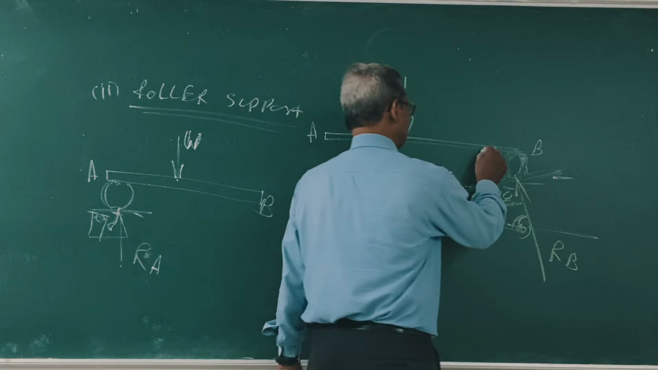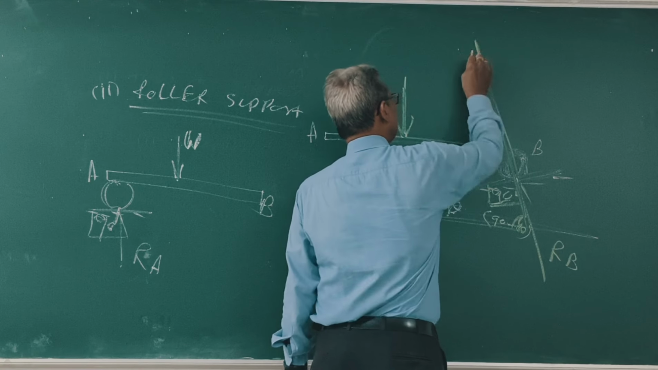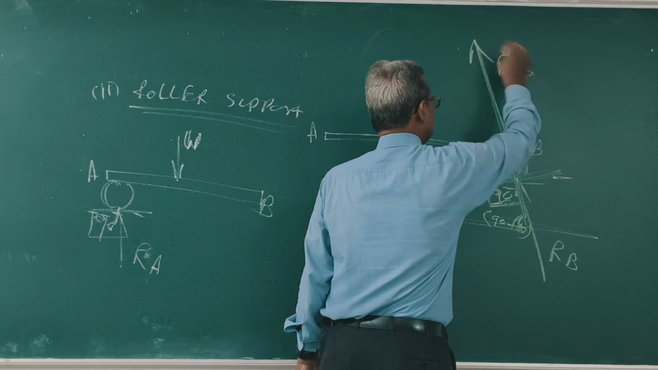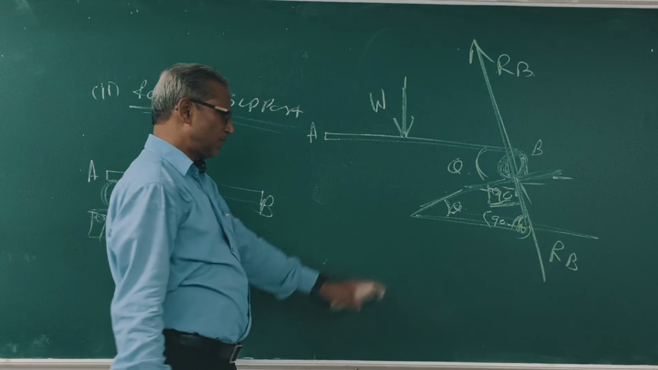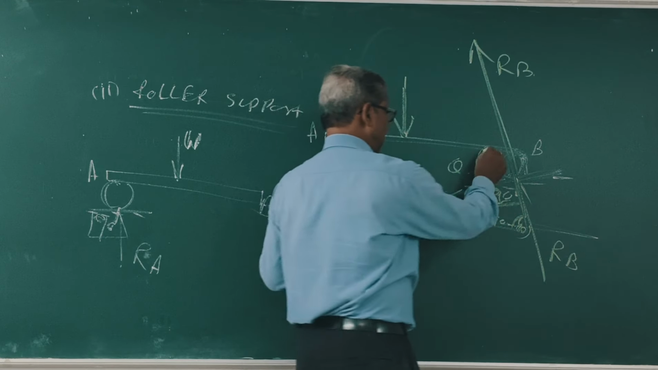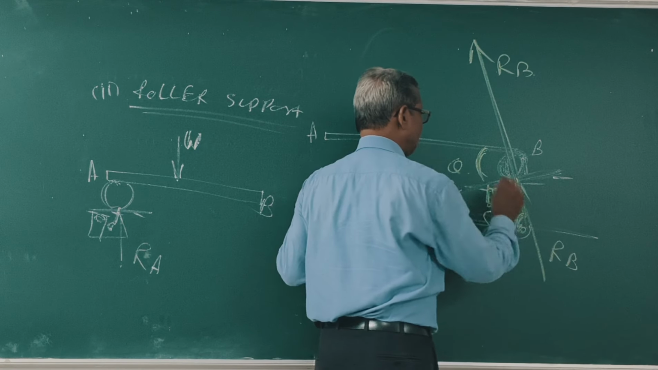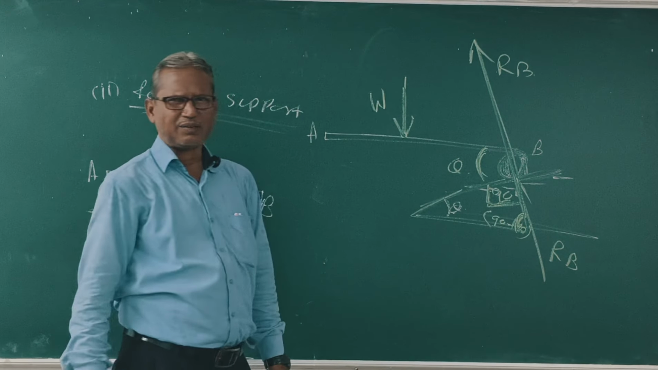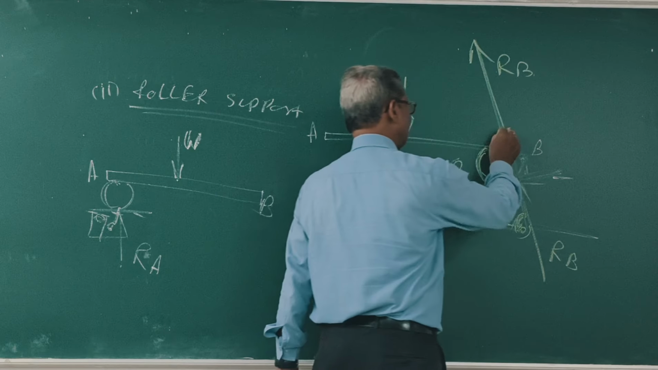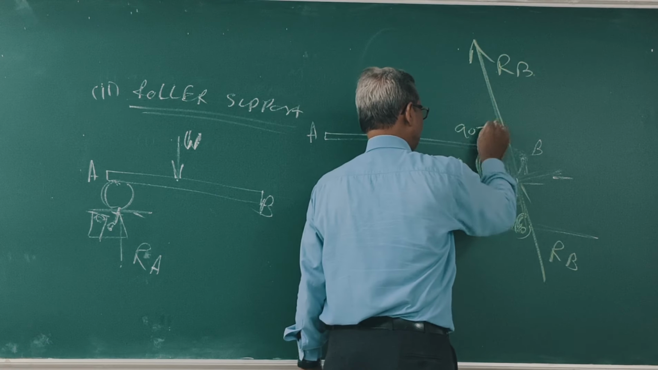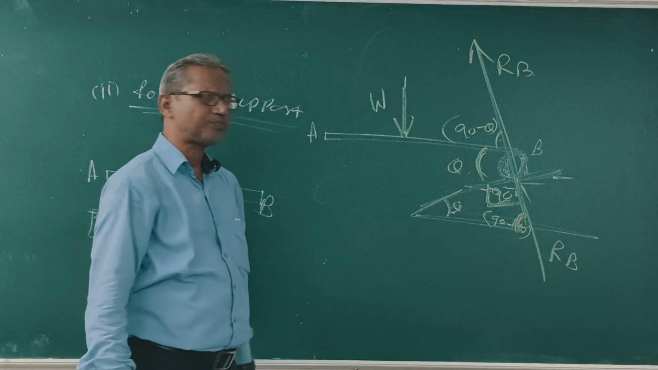So this is theta, this is RB. This angle is theta, this is 90 degree. What is this angle? 90 minus theta. What is this angle? 90 minus theta. Clear?